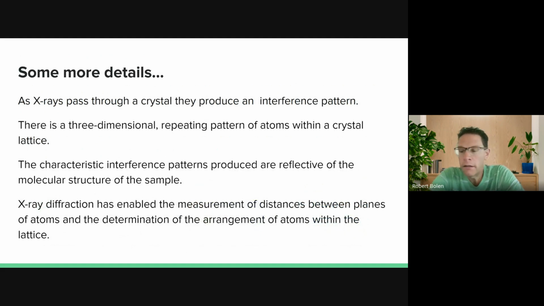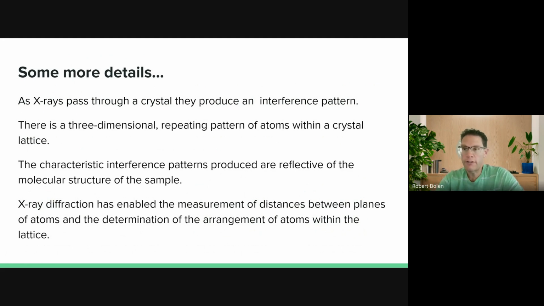So what's actually happening at the molecular level and physically is, as the X-rays pass through the crystal, they make an interference pattern. There's a repeating pattern of atoms within the crystal. If you remember yesterday, the crystals contain individual molecules that are lined up with each other. If they're oriented correctly, that interference pattern is reflective of the structure of the actual sample. We can look at the distances between the different planes of the atoms and determine how they're arranged within that particular lattice of individual protein molecules within the crystal, and that allows us to get the pattern that we want.